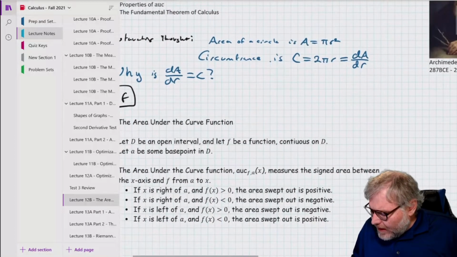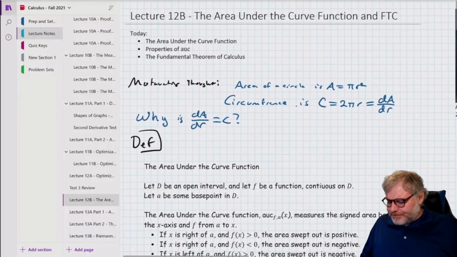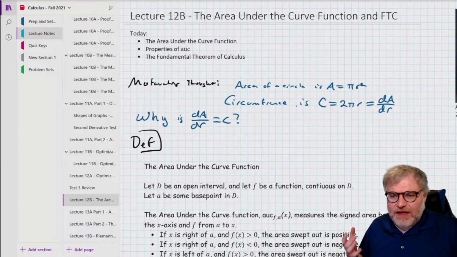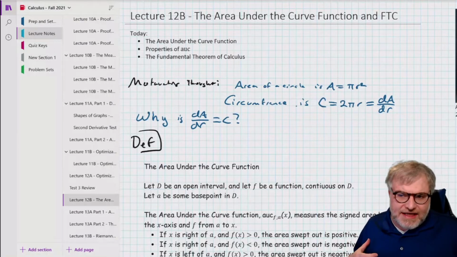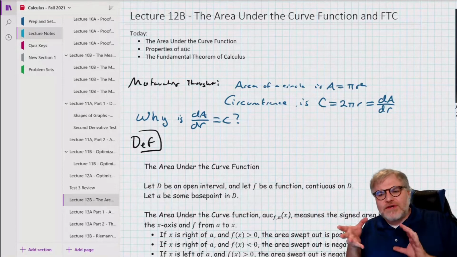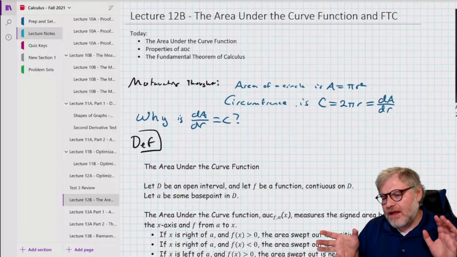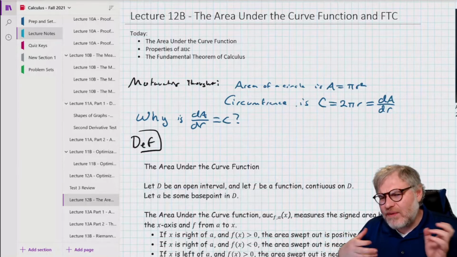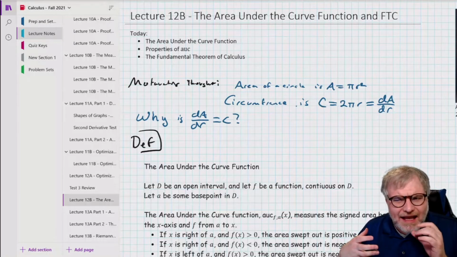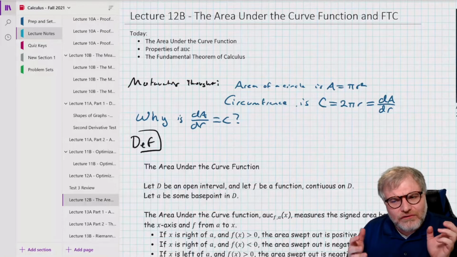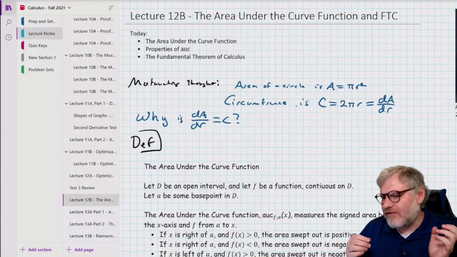So here's our motivating thought. What we're going to talk about is the area under the curve function, the properties of this AUC thing, and then the fundamental theorem of calculus. The area of a circle is pi r squared. The circumference is 2 pi r. So if I take the derivative of my area, I get my boundary, my circumference. Why? Strange. What is it with this area function?